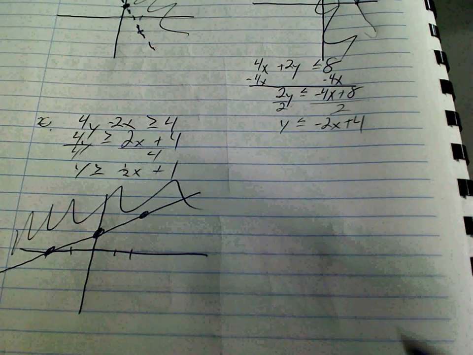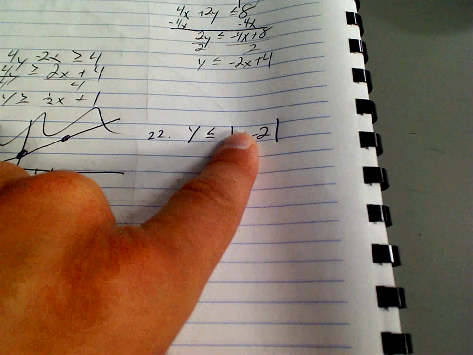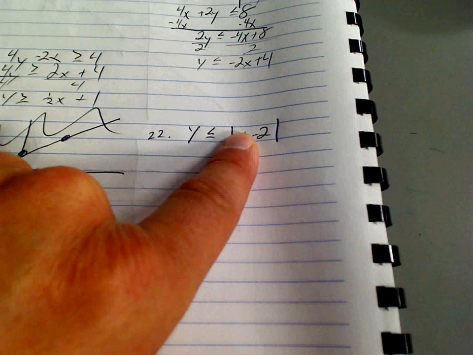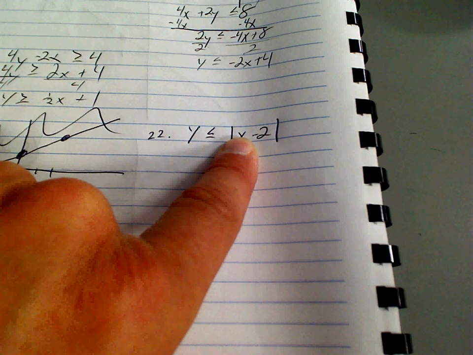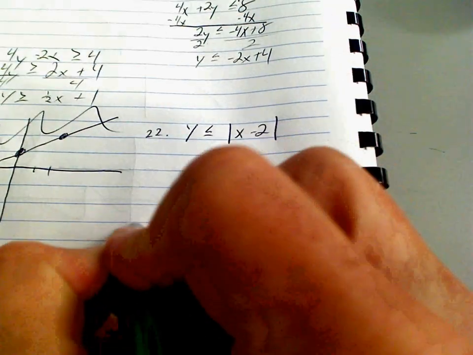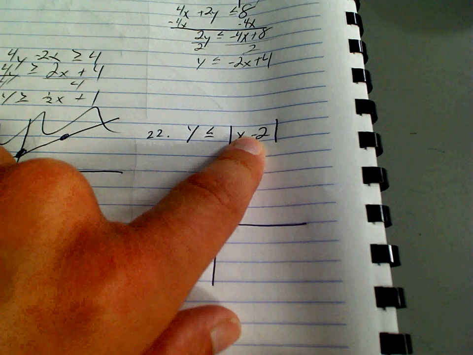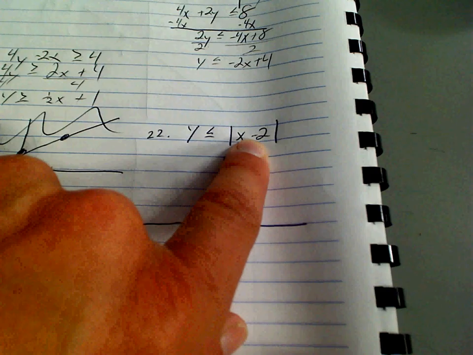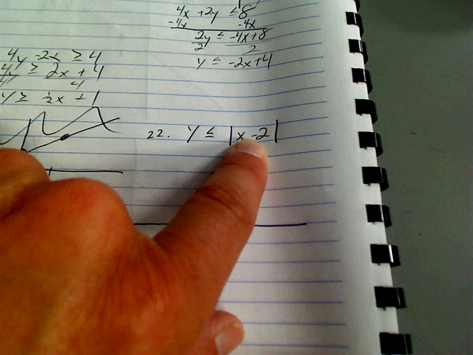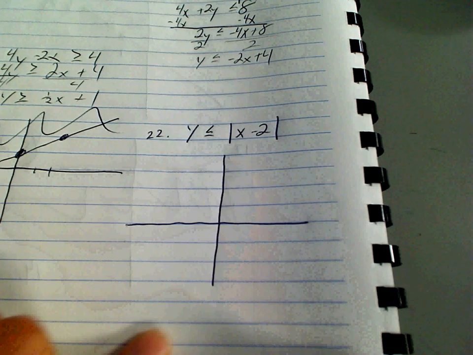Now we're at 22. 22 is what kind of a graph? Absolute value. What does an absolute value look like? A V. We spent 2.5 and 2.6 messing with those. So my vertex has been shifted or translated. Which direction? Right 2. So there's the vertex.